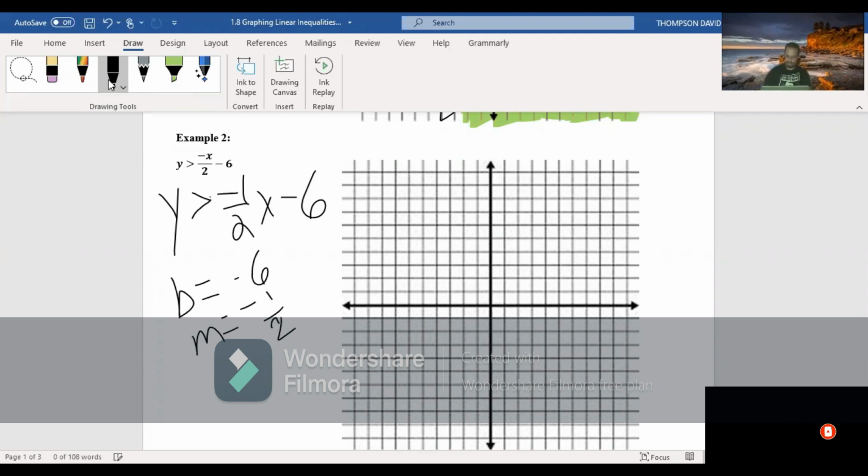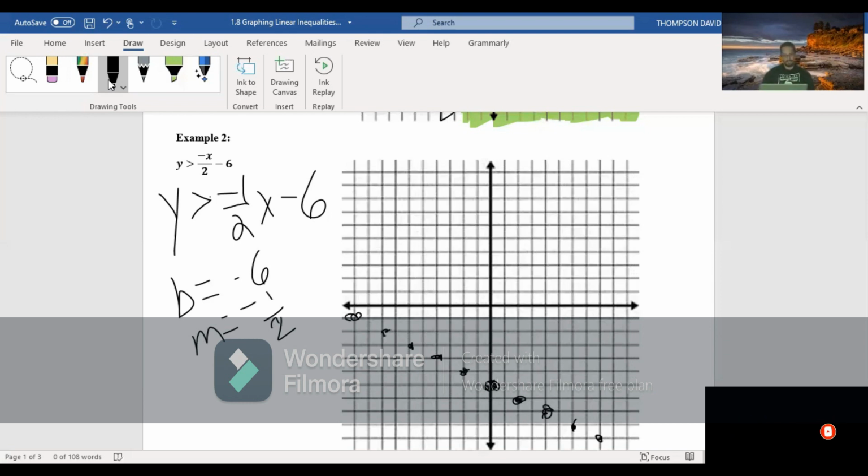So we find negative 6, 1, 2, 3, 4, 5, 6. So there's our negative 6. Then we're going to go down 1 over 2, down 1 over 2, down 1 over 2, down 1 over 2. And we can also go up 1, back 2, just filling in. Continue the same procedure, up 1, back 2, up 1, back 2, and we have our line.